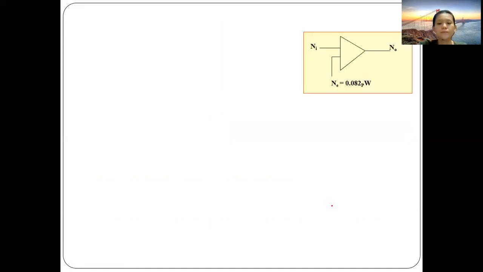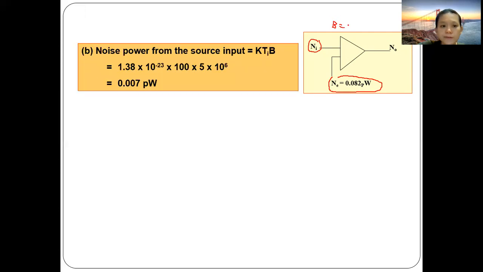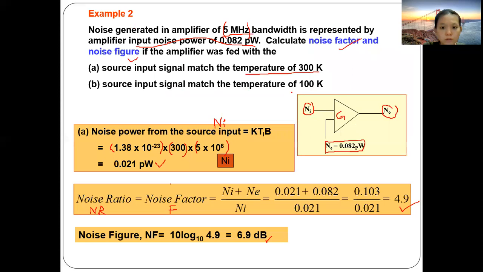Now we continue with B. Same, we draw the figure. NI, NE is 0.082 picowatt, and NO, and we have a bandwidth. Our bandwidth is 5 times 10 to the power of 6. First step, noise power from the source, NI is equal to KTIB. For this question B, the TI is 100 Kelvin from the question previously.